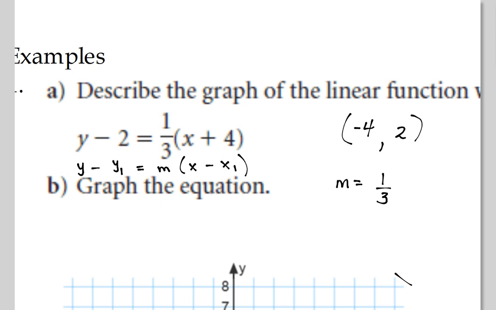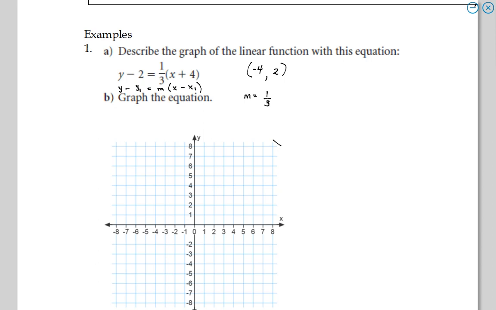Okay, so now we graph the equation. So what do you need to graph the equation? Well, you need to plot that point. So plot this.